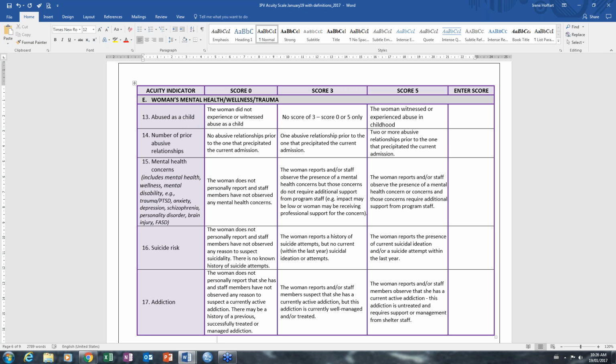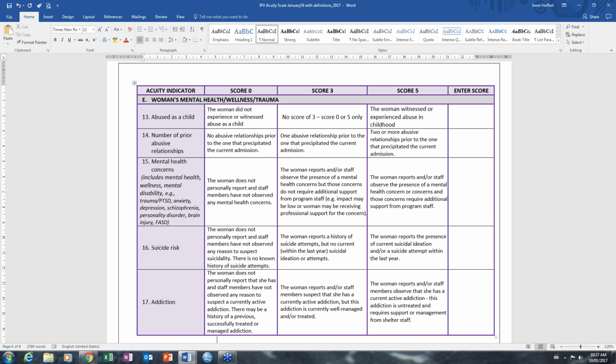So those are all elements that the shelter directors identified as adding to the overall mental health, wellness, or trauma that women are experiencing. First is abused as a child. So obviously either experience or witness of abuse as a child is traumatic. And if none of that happened, that's a score of 0. If any of that happened, that's a score of 5. You will see that there's no score of 3 because there's no in between really here. So it's either 0 or 5 in this particular question. She either experienced it or witnessed it, or she didn't.